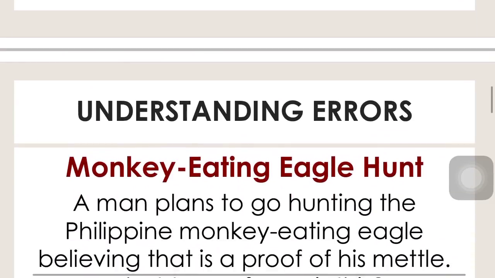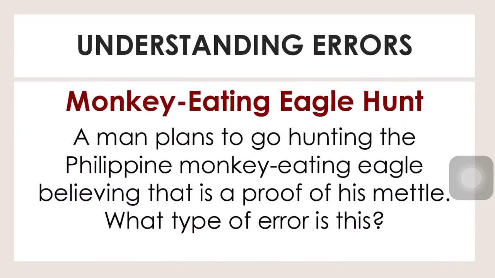Let's have the next example. The monkey eating eagle hunt. A man plans to go hunting the Philippine monkey eating eagle, believing that it is a proof of his mettle. What type of error is this? Now here's a question. Is hunting the Philippine monkey eating eagle acceptable? No, it is against the law. And the man believes in it, that it's just okay. So the man believes in something that is not acceptable. So it is a type 2 error.